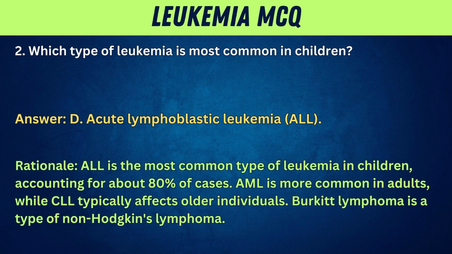Rationale: ALL is the most common type of leukemia in children, accounting for about 80% of cases. AML is more common in adults, while CLL typically affects older individuals. Burkitt lymphoma is a type of non-Hodgkin's lymphoma.